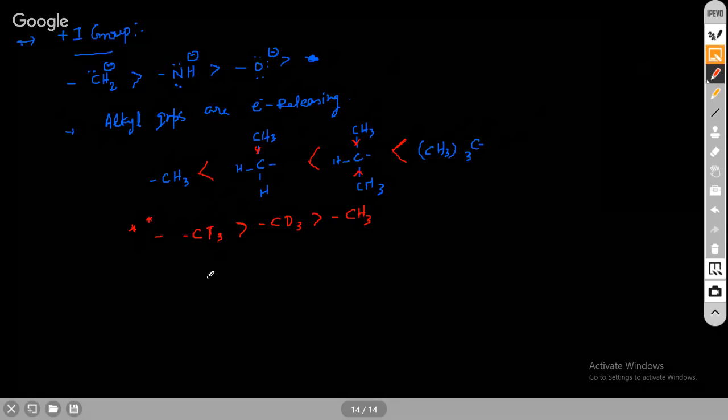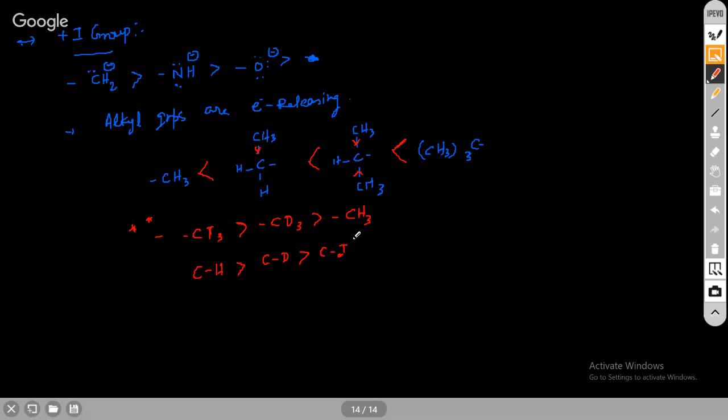Bond length, if they ask you: the bond length of the carbon-hydrogen bond is more than the carbon-deuterium bond, and that is more than the carbon-tritium bond. Sorry, carbon-tritium bond. So as bond length increases, the tendency to lose electron decreases. Okay, that's the thing.